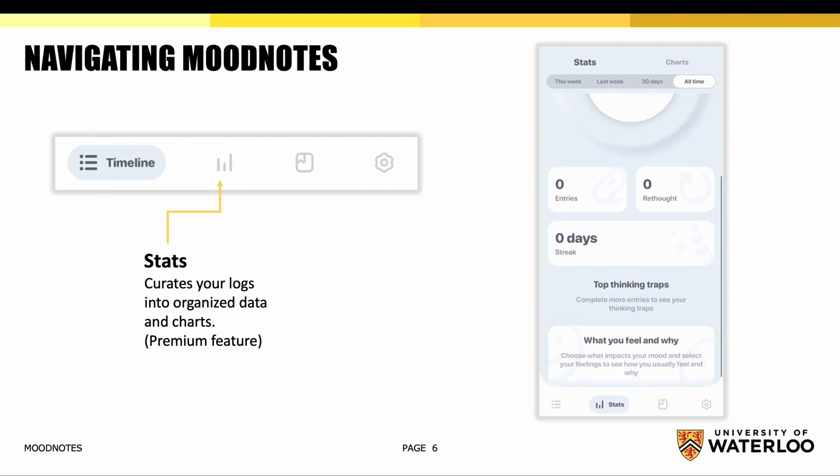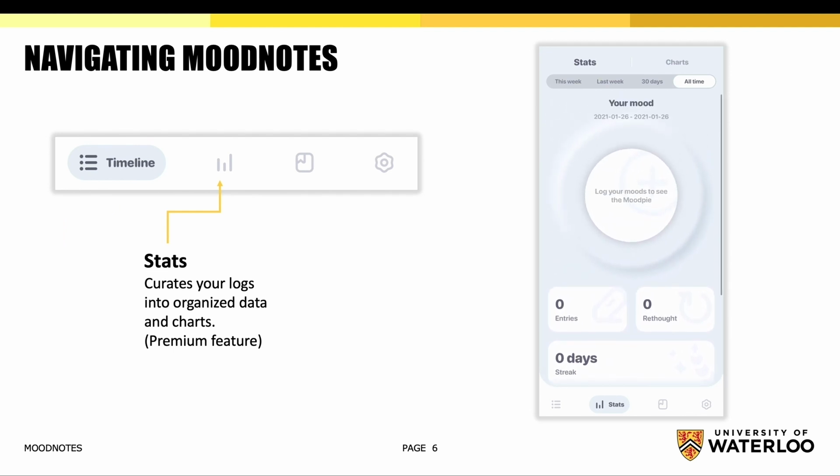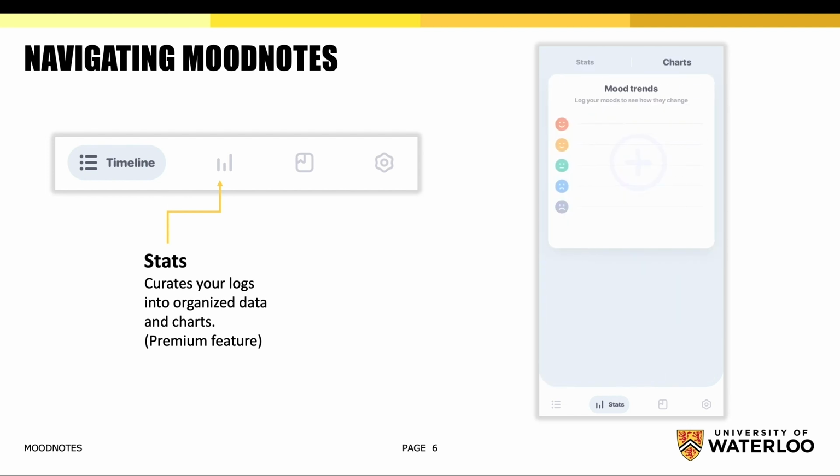The stats page curates your data into different categories and charts. It provides personalized statistics to help you analyze and find patterns in your mood. Please note that this feature is part of the premium service. However, all users have the option to try it out for 1 week as part of the free trial. Your subscription can be canceled at any time.